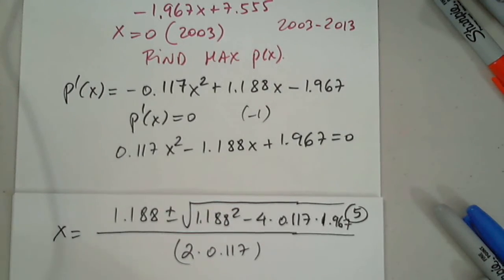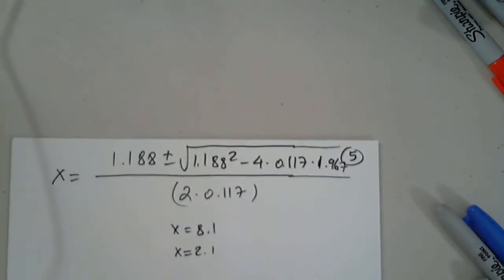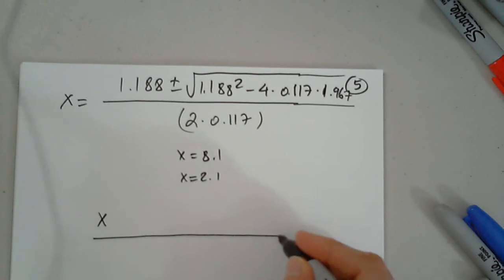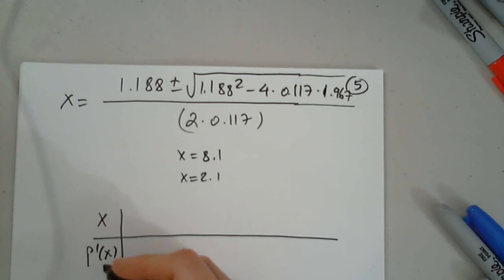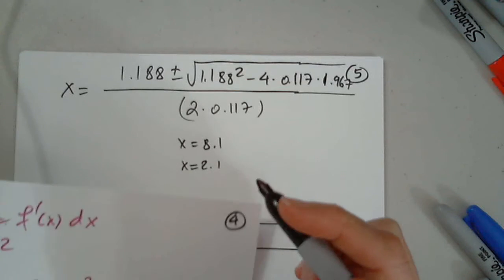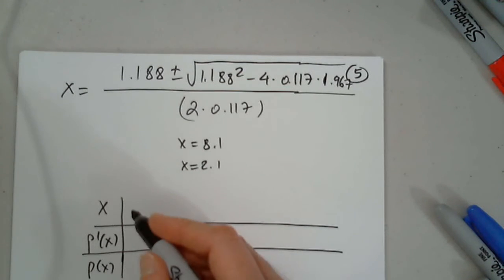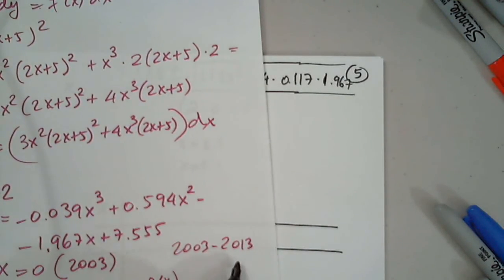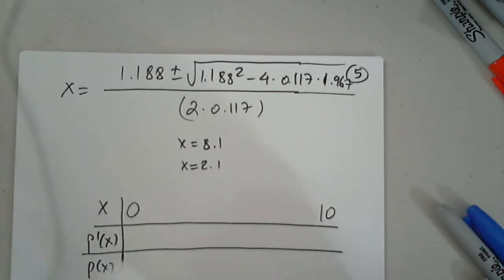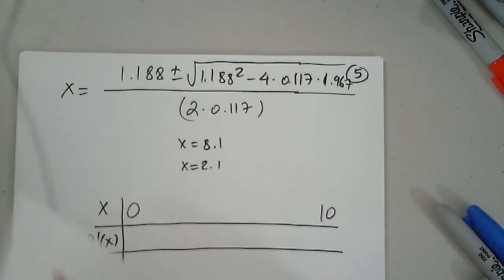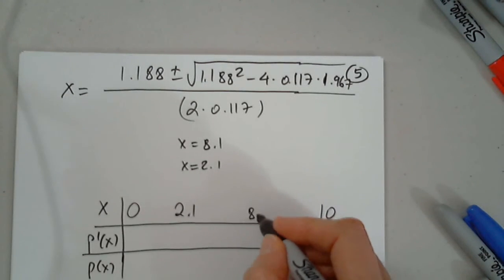Stop sharing. Do not write this is a maximum or this is a minimum without showing why. Again, this is extremely important. So P prime and P of x. Since we are talking about between the years of 2003, which is 0, and 2013, which is 10 years later, so this is 2.1 and 8.1.